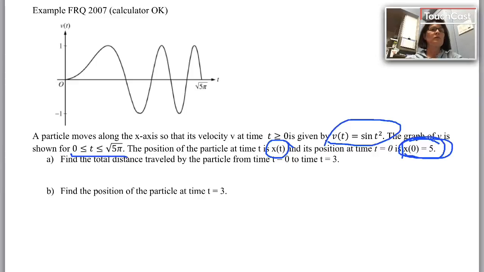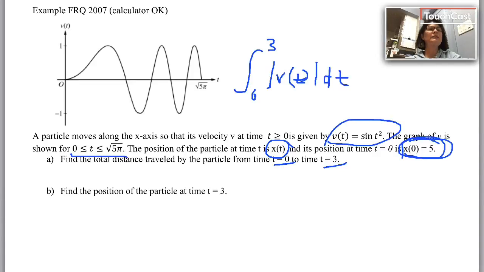So total distance traveled, again, there's no special notation for that. It's going to be the integral from the time interval I was given, 0 to 3, the absolute value of the velocity. Don't forget your dt. If you write that integral, you don't even have to write out what the velocity function is. That should be the velocity function in absolute value bars with the correct limits of integration and without forgetting your dt.